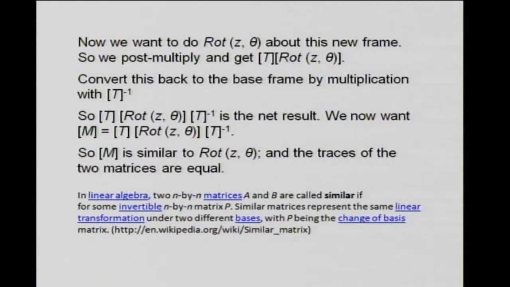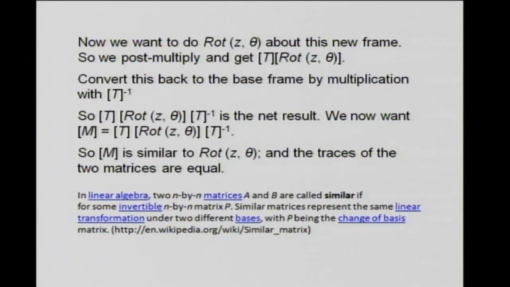Now when you get an equation like this, you call the matrix M similar to this matrix. So when you have this T and T inverse multiplying a matrix, then you say this matrix and this matrix are similar. Now that's a technical term in linear algebra, and this is the part which I took out from Wikipedia.